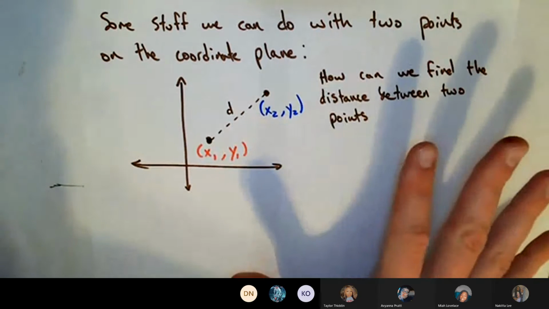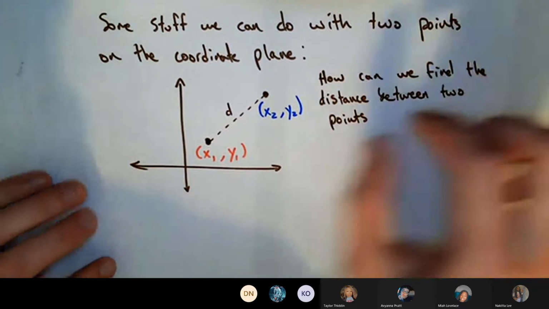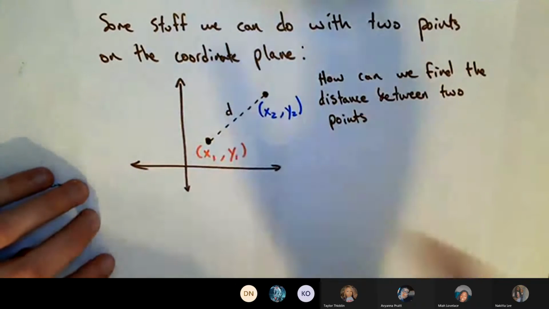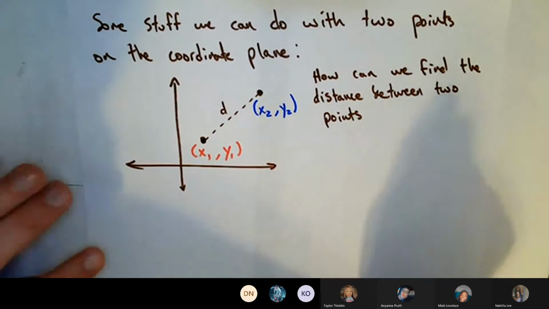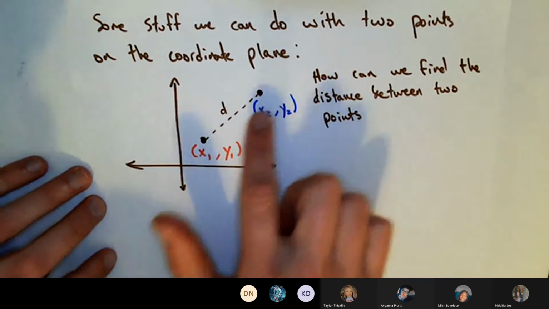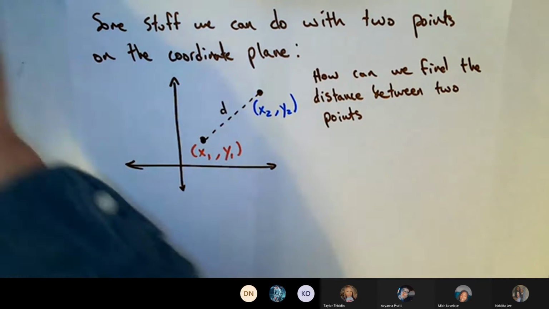So these are super generic points. I've drawn them both in the first quadrant just because we can. I could put the picture over here or here or here. It doesn't really matter. I'm just drawing it there because it looks nice there. But they are very generic points. They could be negative, they could be 0.